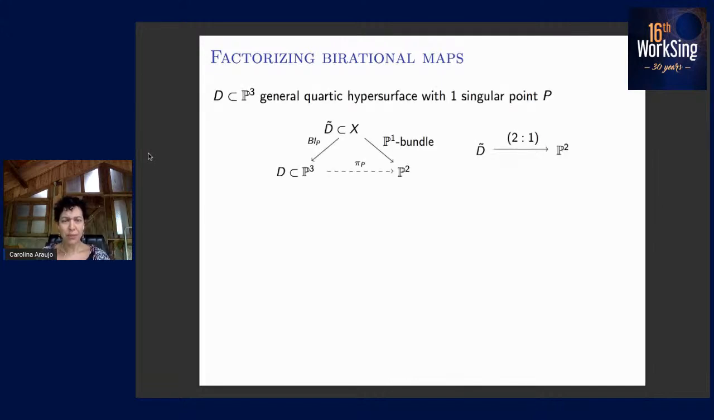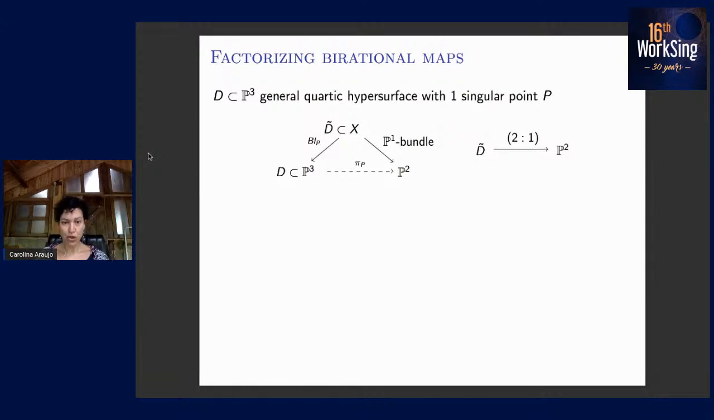First of all, let's understand what happens when we blow up P3 at the singular point of the hypersurface. If we blow up P3 at the singular point, then we had a surface with a rational double point at P. And then when we blow up, we desingularize it. So now we get this D tilde, the blow up of the surface. This is now a smooth K3 surface.